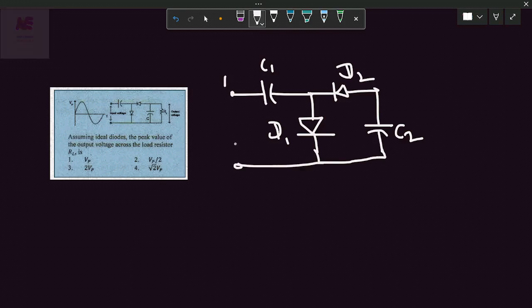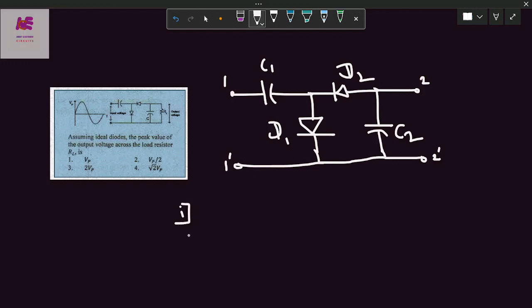The input voltage sinusoidal signal is applied across 1 and 1 dash terminal. The voltage across load resistance is nothing but the voltage across 2 and 2 dash terminal. We have to find out the peak value across the 2 and 2 dash terminal. Let's see the operation. In the first case, consider during positive half cycle. So what happens during positive half cycle? Say this is peak voltage Vp.